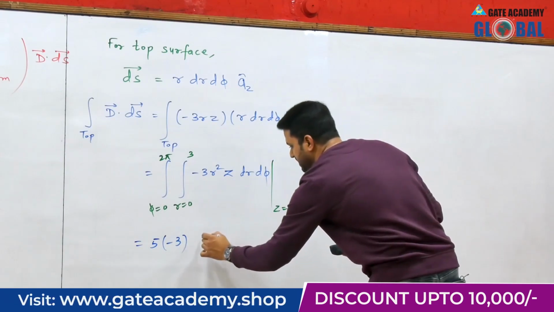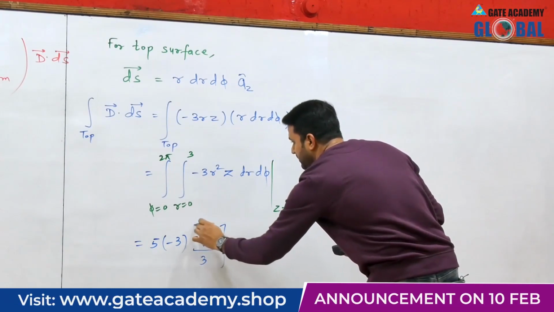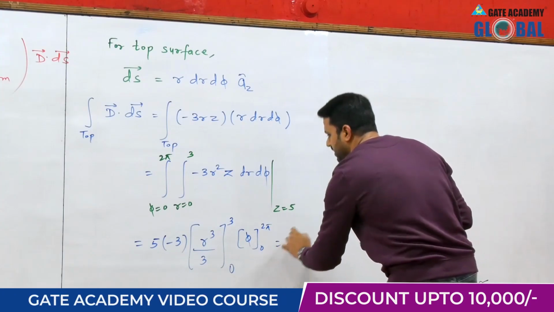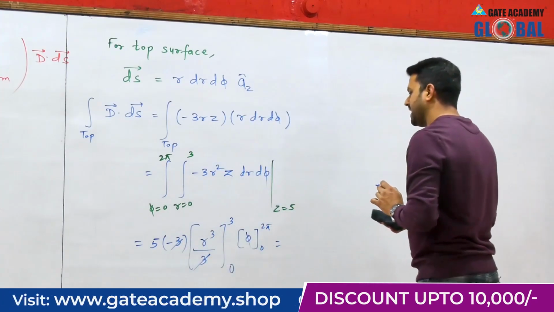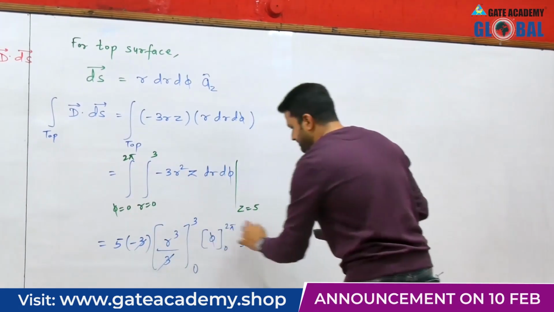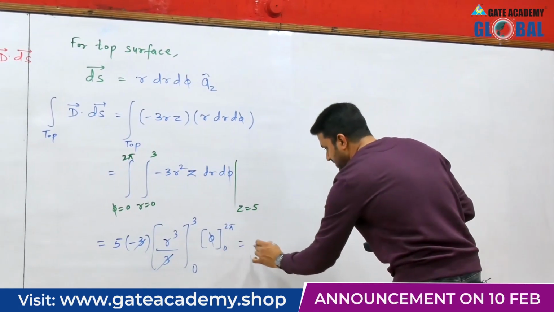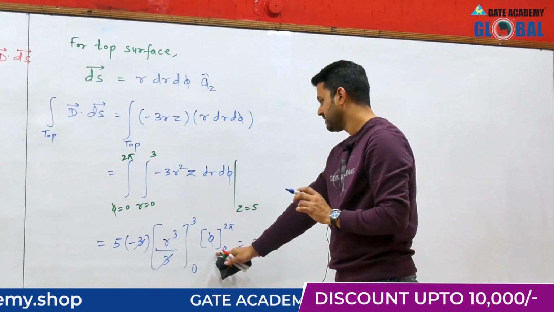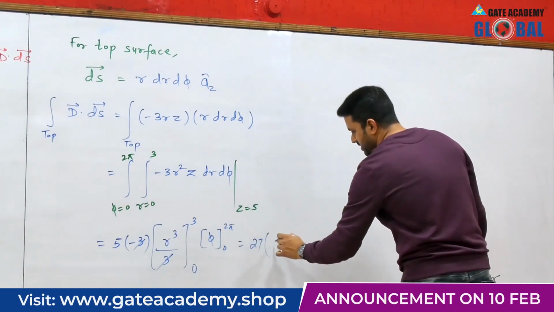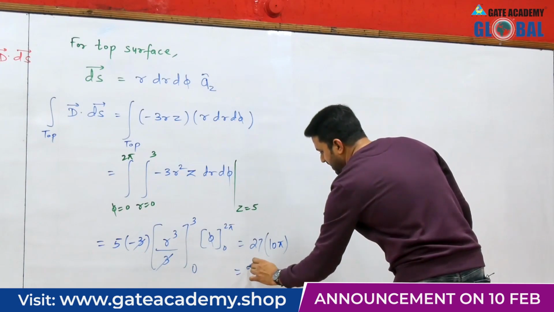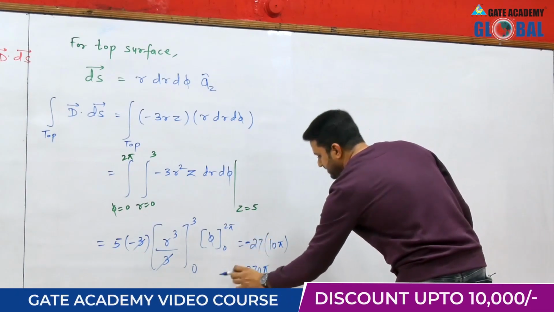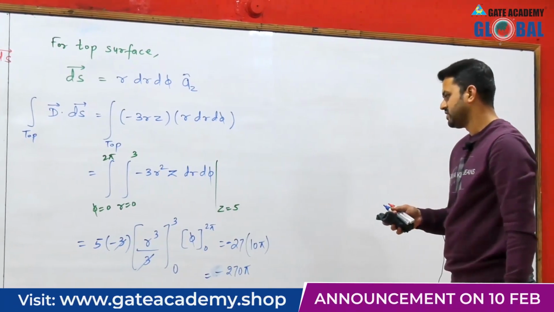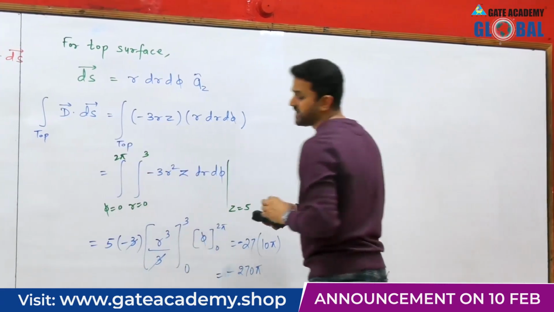So the value is 5 into minus 3. The integration with respect to r is r cube by 3, limit from 0 to 3, and this is phi from 0 to 2 pi. Okay, so this 3 and 3 will get cancelled, and we get 3 to the power 3, which is 27, and this will be 2 pi and 5. So that is 10 pi. Okay, so we are having 270 pi with minus sign. So this would be the value of the integration over the top surface.